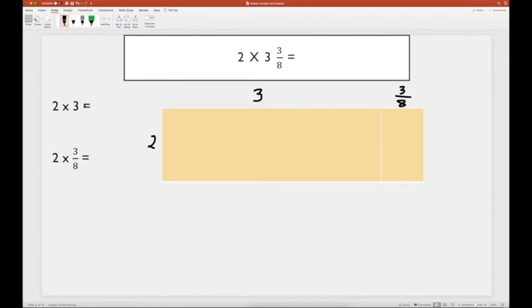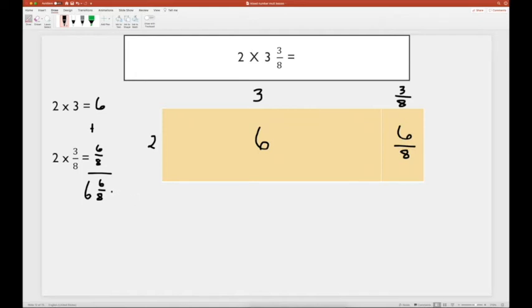So 3 times 2 is going to give us 6. And 3/8 times 2 will give us, good job, 6/8. So we just take those 2 partial products, we add them together, and what do we get? 6 and 6/8. Now 6/8 is okay, nothing wrong with that fraction, but could we simplify it? Could we name it a different name other than 6/8?